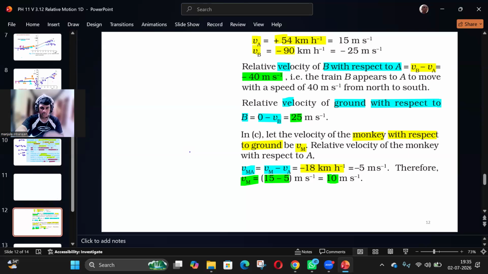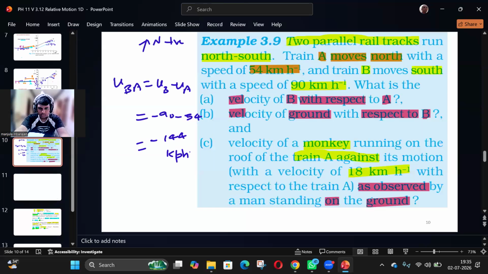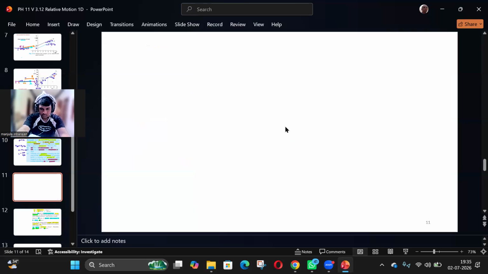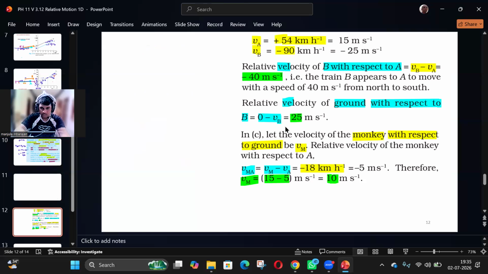Hey, I made a mistake. Velocity of B with respect to A. Train A is moving north at 54, B is south at 90. North direction is positive. What is the velocity of B with respect to A? They're moving in opposite directions, so they'll add up: 144 only. They made a mistake in the book.